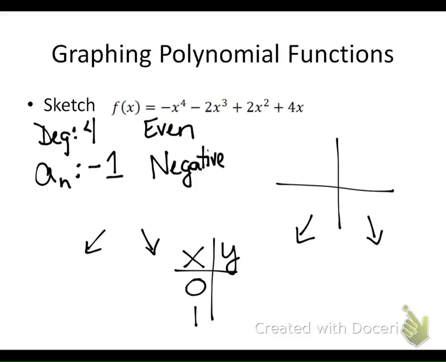Plug in a 0, what do you get? Let's plot that point. Let's see, plug in a 1, -1 minus 2 plus 2 plus 4. What do we got? Well, -1 minus 2 is -3. Plus 2 is -1. Plus 4, we're looking at a +2.